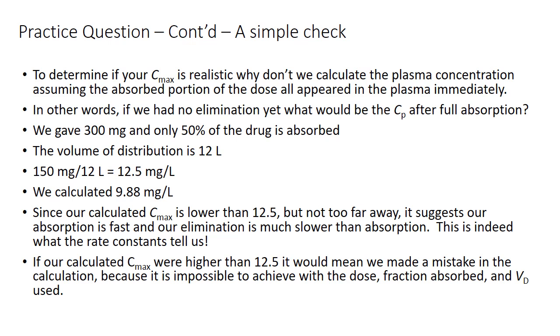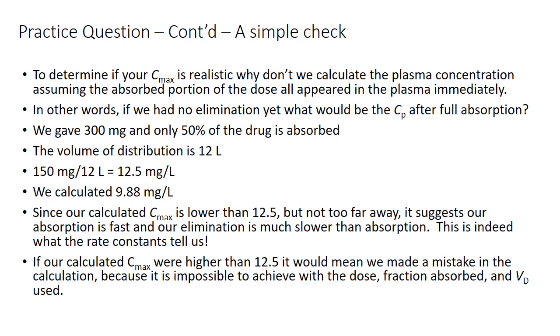If our Cmax that we calculated ended up being higher than 12.5, so instead of 9.88, if we got like 15 or 20 or something like that, that would definitely mean we made a mistake, right? Because we can't have a higher plasma concentration than physically possible for the dose that we gave in the volume of distribution that the patient had.